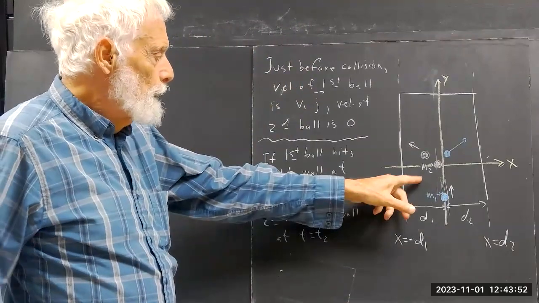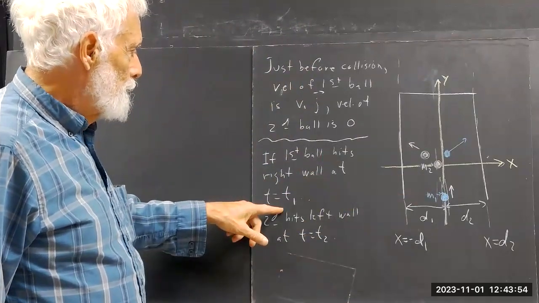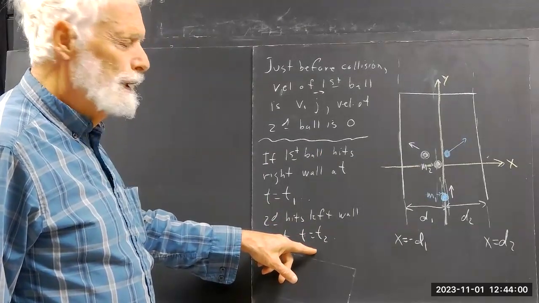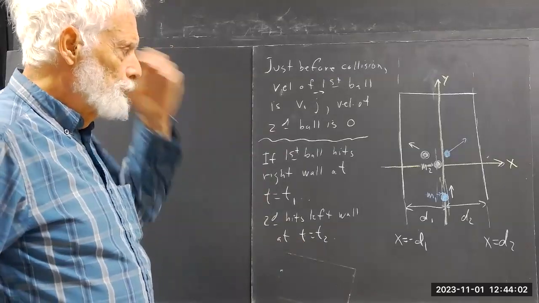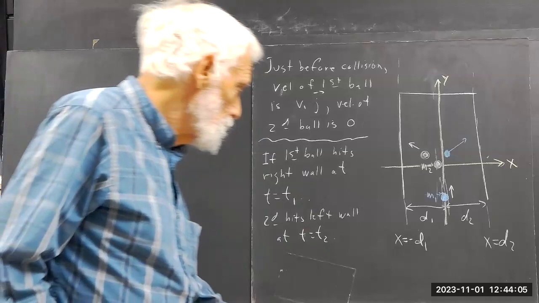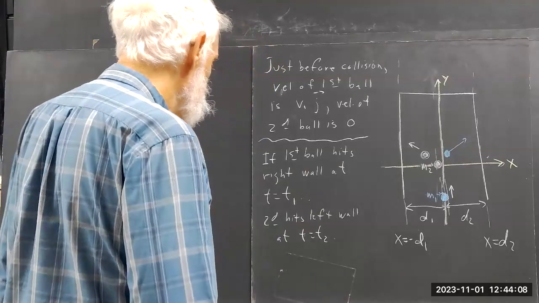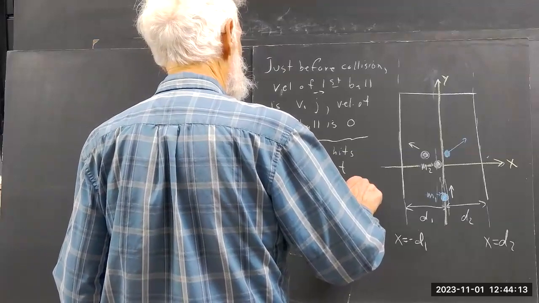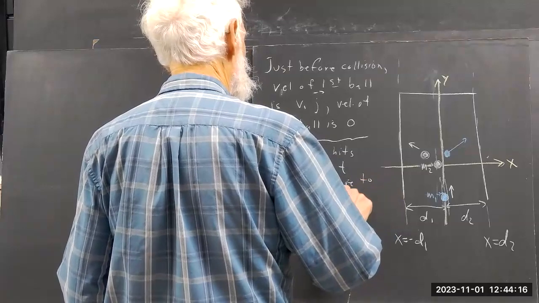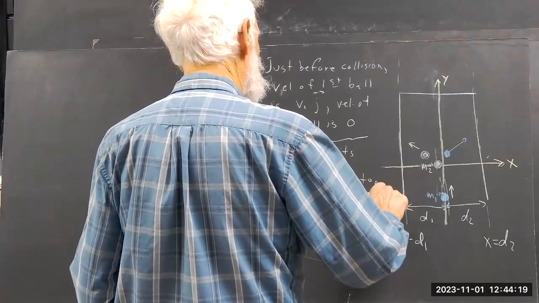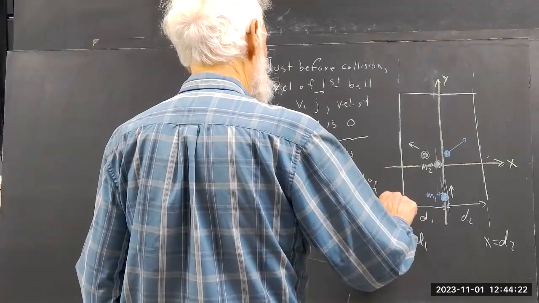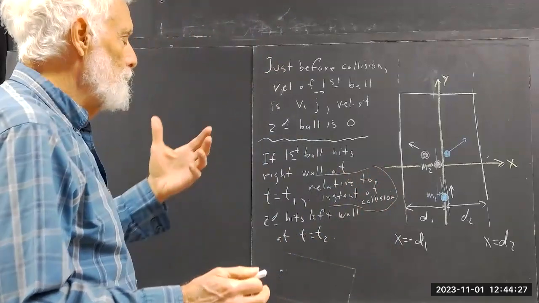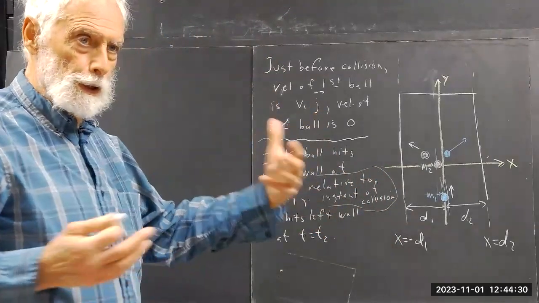So the question is, the time for the first ball to hit the right wall is T1, the time required for the first ball to hit the left wall is T2, and that's relative to the time of collision. And we're implicitly assuming, which isn't the case, that the collision occurred in an instant.